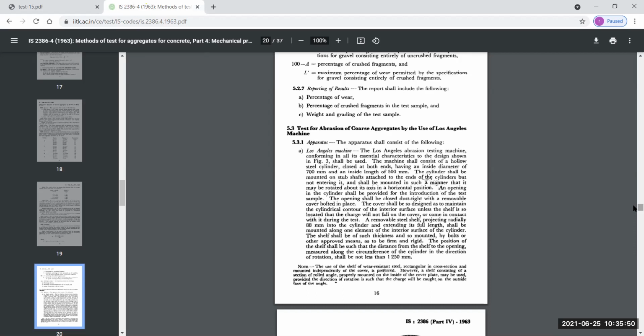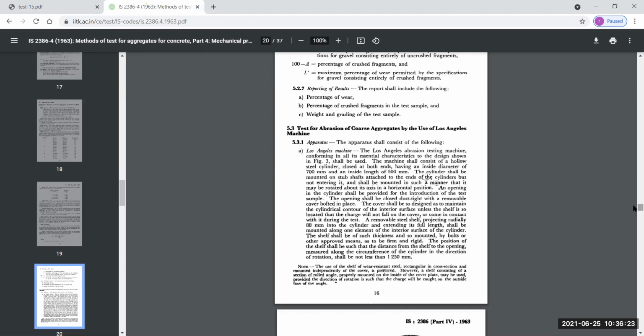The cover shall be so designed as to maintain the cylindrical contour of the interior surface, unless the cylinder is so located that the charge will not fall on the cover or come in contact with it during the test. A removable steel shelf projecting radially 88 mm into the cylinder and extending its full length shall be mounted along one element of the interior surface of the cylinder.